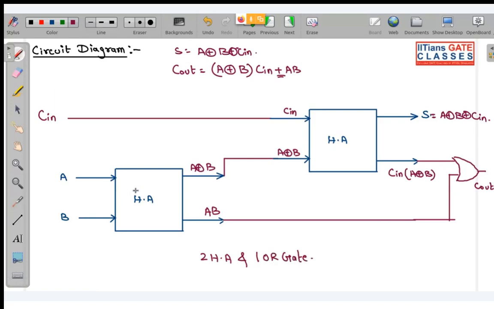You can even break this half adder circuit into consecutive NOR gates and an AND gate, like I have done. Okay, so all those things you can do. I am not doing that. I have just shown you the simple circuit diagram of your adder.